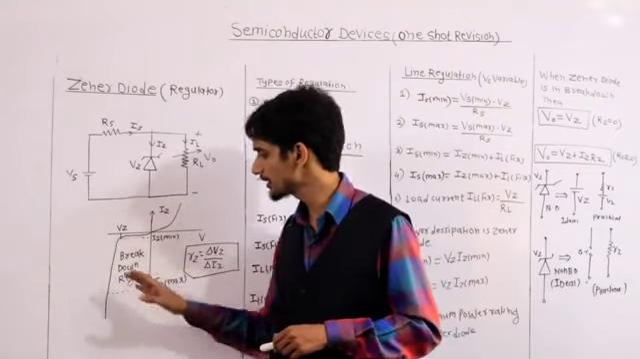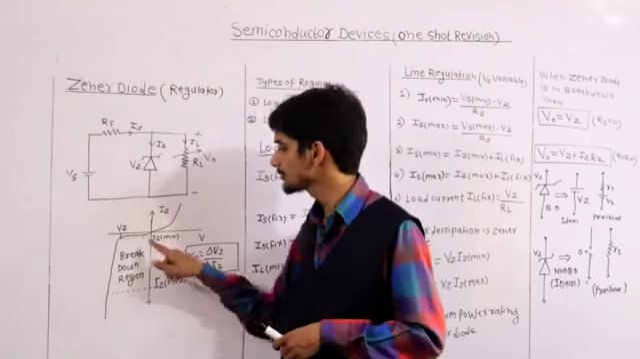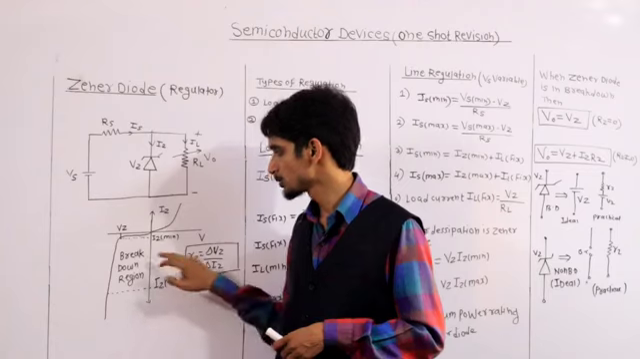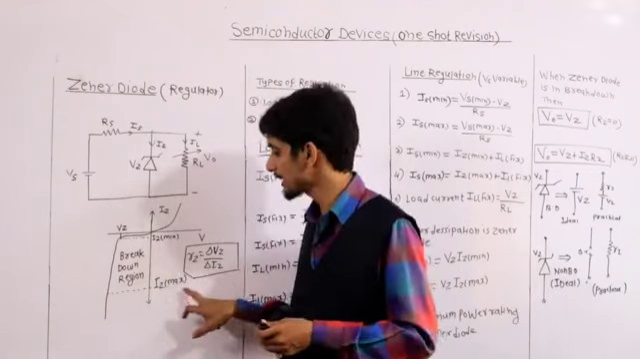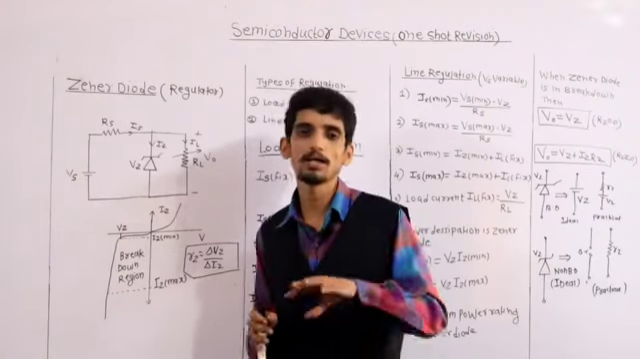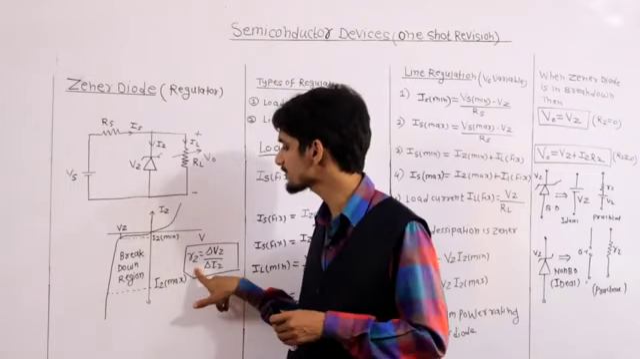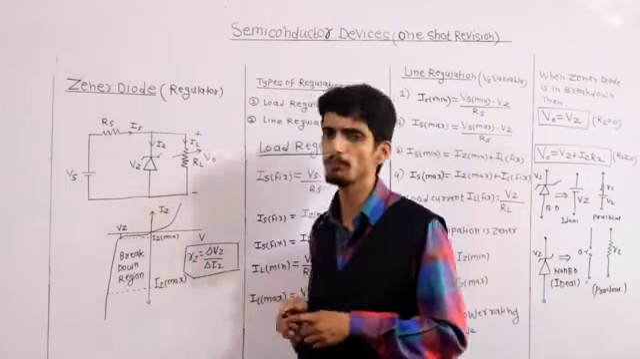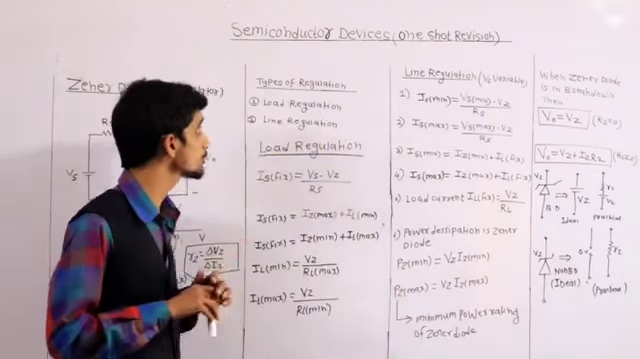This particular portion in which the Zener diode is operating is called the breakdown region, and this voltage is the Zener voltage. This is the minimum Zener current, which is also called the knee current, and this is the maximum Zener current, which is Iz max. So your Zener diode should operate from Iz minimum to Iz maximum. Clear? And Zener resistance Rz is equal to delta Vz by delta Iz. Clear? Okay. Now the important part is what?